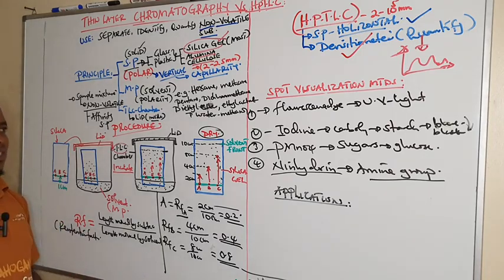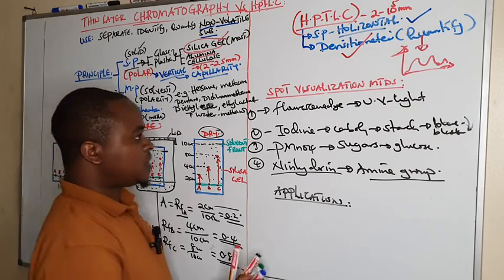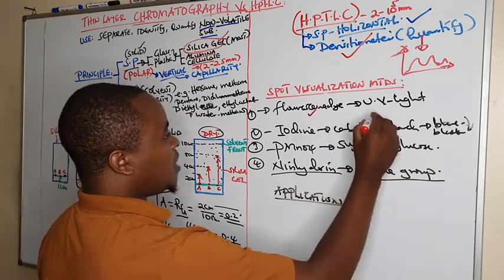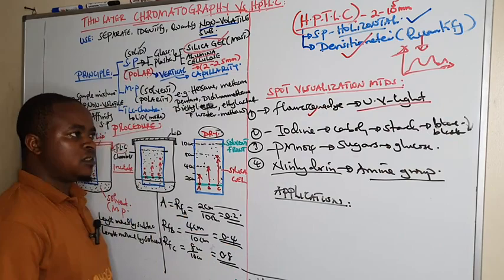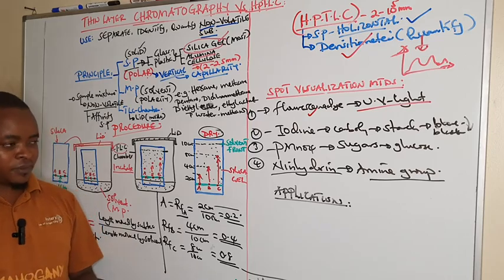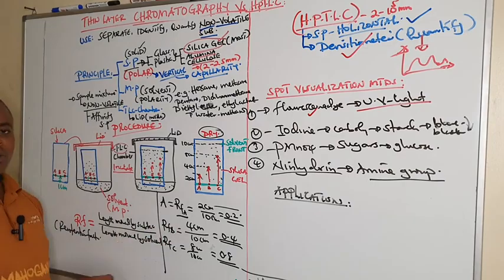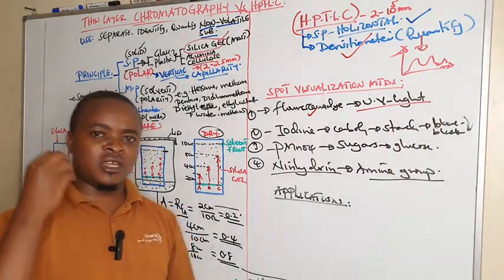Maybe the detection is the one that differs, whereby in thin layer we are able to stain with fluorescence and visualize using UV light, which cannot be used under paper chromatography. So this is what we can show you, and we have seen how we are able to determine the retention factor.